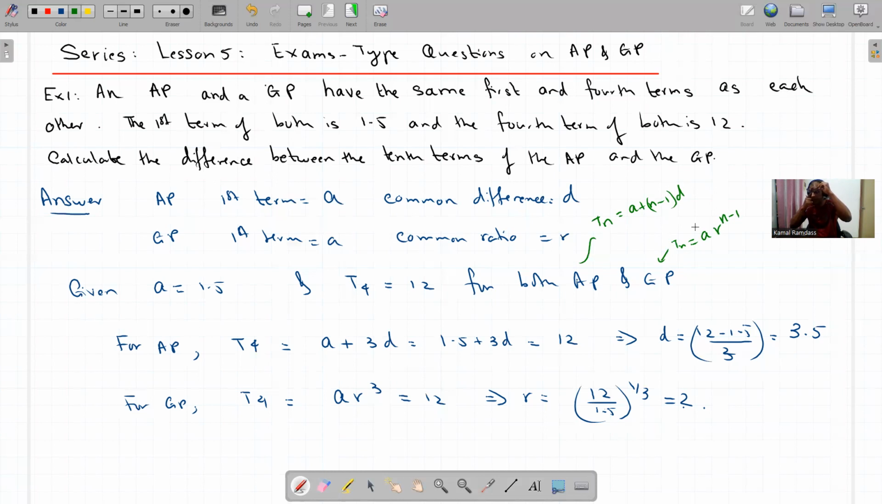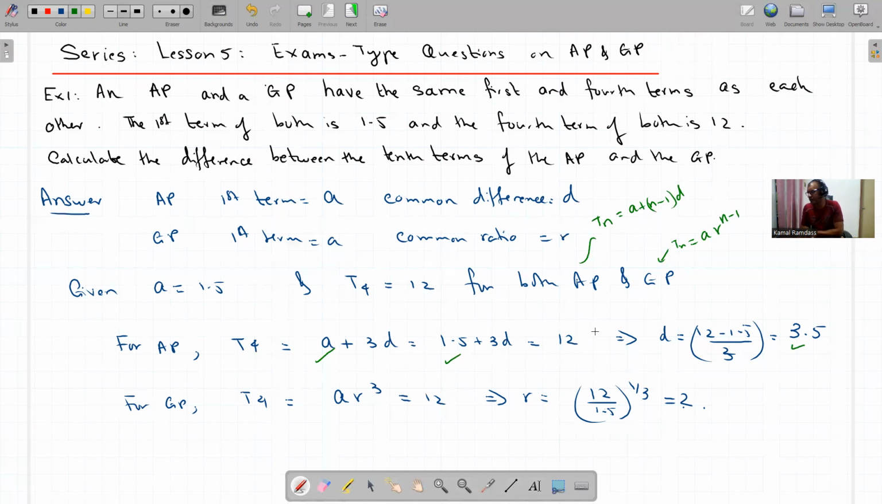Et là, nous trouvons que A plus 3D, the fourth term, A nous connaissons déjà, 1.5, plus 3D est égal à 12. OK? Et nous sommes capables de trouver D. D is equal to 3.5.